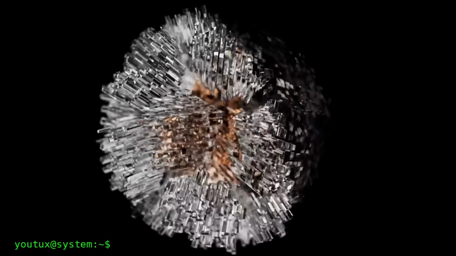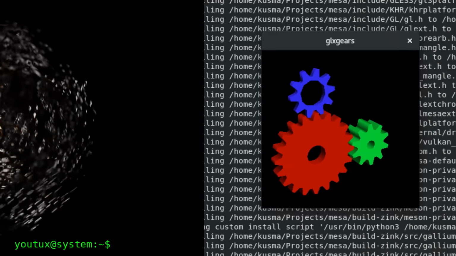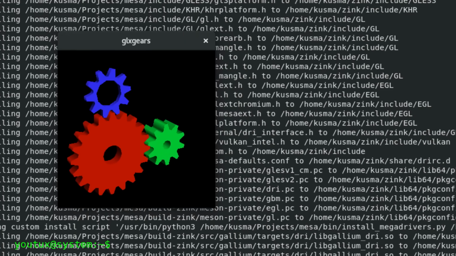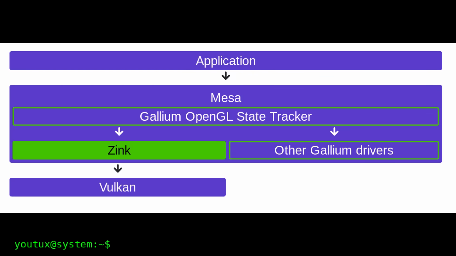Here comes the stroke of genius, Zink. Zink is basically a translator. It makes old OpenGL apps run by converting their calls into Vulkan, so you don't need a full native OpenGL driver.